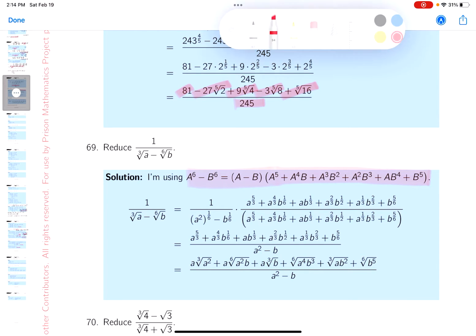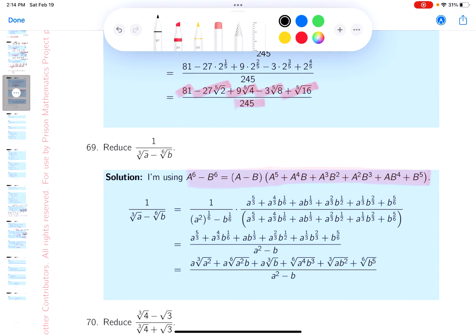What I mean by that is the uppercase A. So the uppercase A in this problem is going to be the cube root of A, and the uppercase B in this problem is going to be the sixth root of B. All right? And to clear those things out, I got to multiply the bottom by its conjugate.